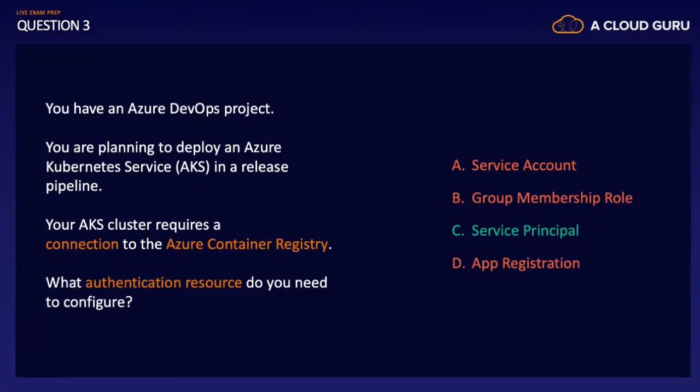First incorrect answer is a service account. Microsoft does not recommend utilizing a service account to grant access. A group membership role is more focused on permissions to a resource, but is not an authentication resource itself. And Microsoft states that an app registration will not grant AKS access to the Azure Container Registry service. With that in mind, a service principal is our authentication method that will allow you to authenticate one Azure service securely over to the other. So based on that, answer C, service principal, is our correct answer.